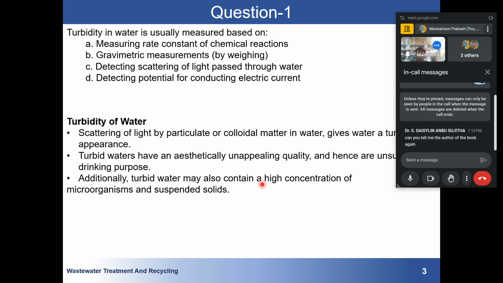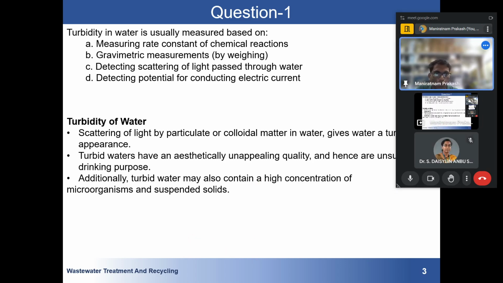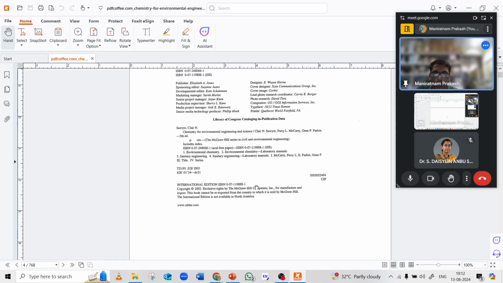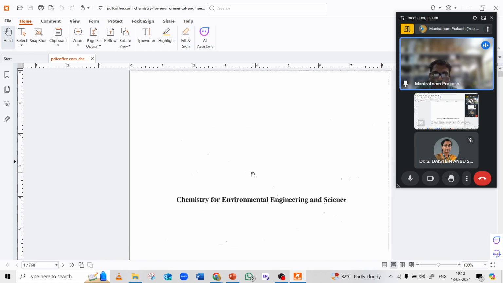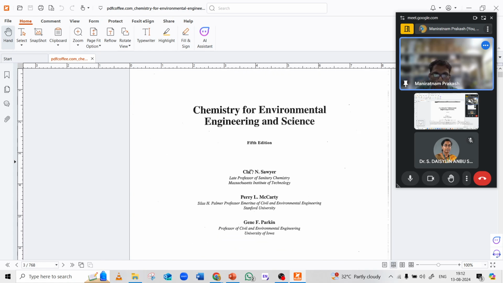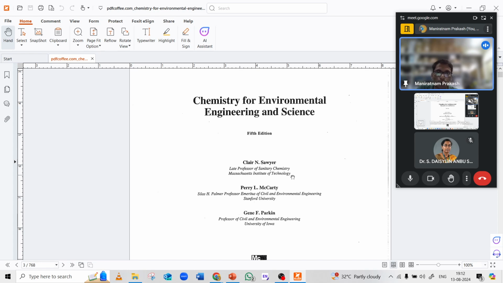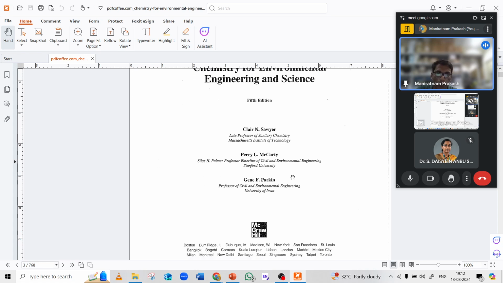Can you tell me the author of the book again? Yes, yes. I hope you are able to see my screen. So it's Swer and McCarthy. You can just search Chemistry for Environmental Engineering and Science by Sawyer and McCarty. So this I have taken. Did you get it? I hope you can take a screenshot also. And please note it down.